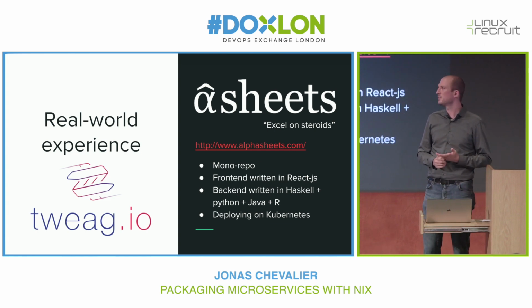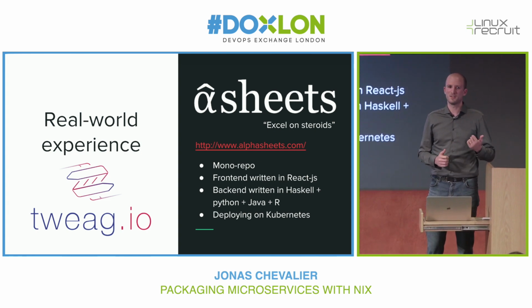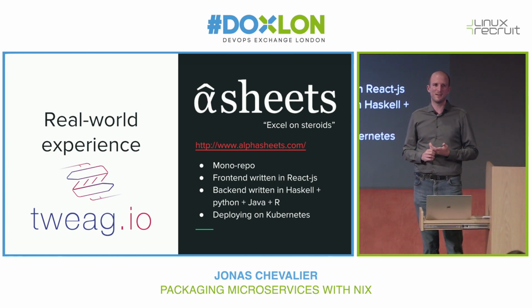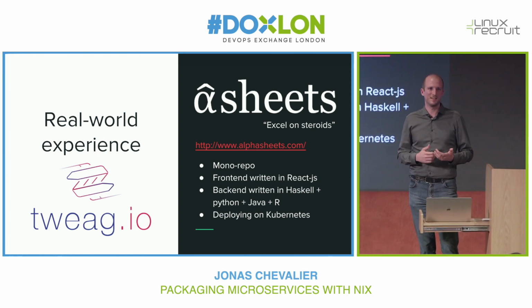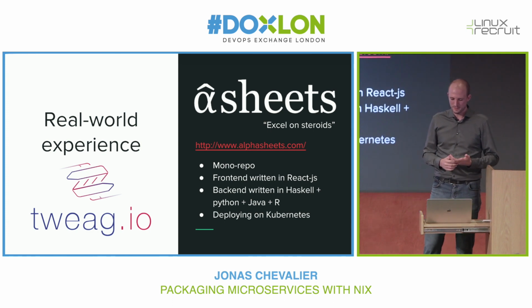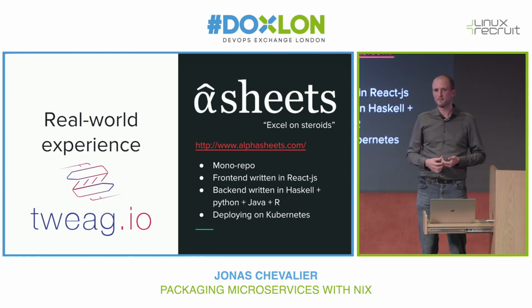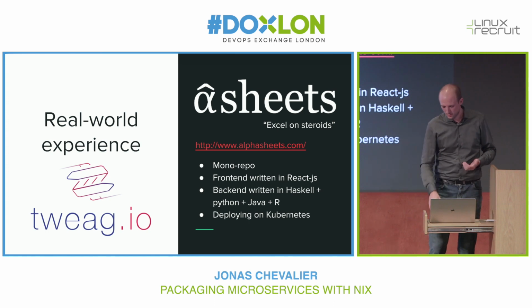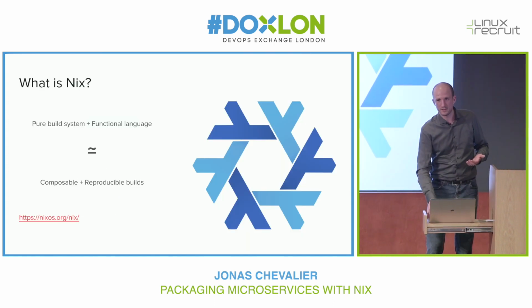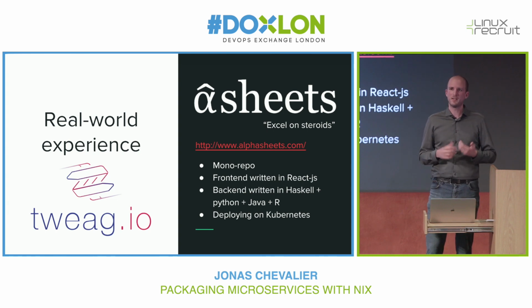One of the bigger ones is Alpha Sheets. They are a San Francisco startup, and they're building Excel on steroids, which basically allows you to run arbitrary code in an Excel sheet on the web. And the problem they had is they wanted to package all of this. They have R, Python, lots of backend stuff, and in the end, deploying on Kubernetes. And so the talk is about how you can use Nix as a replacement for Dockerfiles, basically.